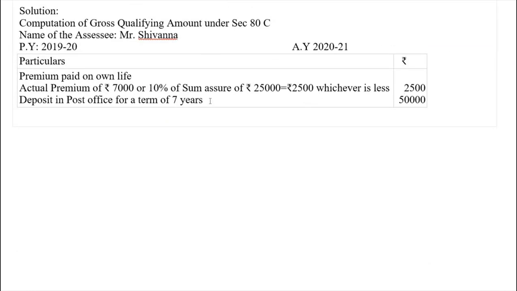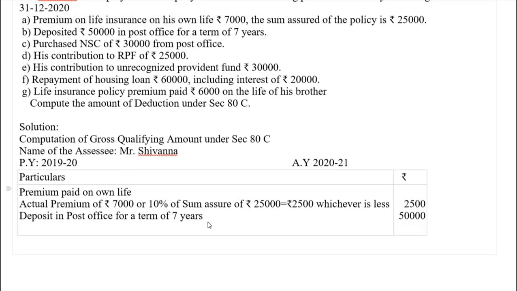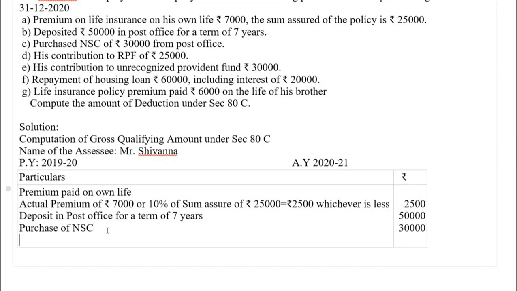Then the next we should take is the purchase of NSC, National Savings Certificate, that is rupees 30,000. Then next, own contribution to RPF, which is given as rupees 25,000.